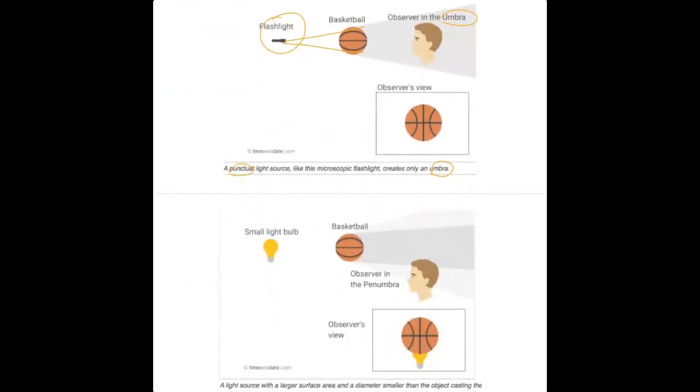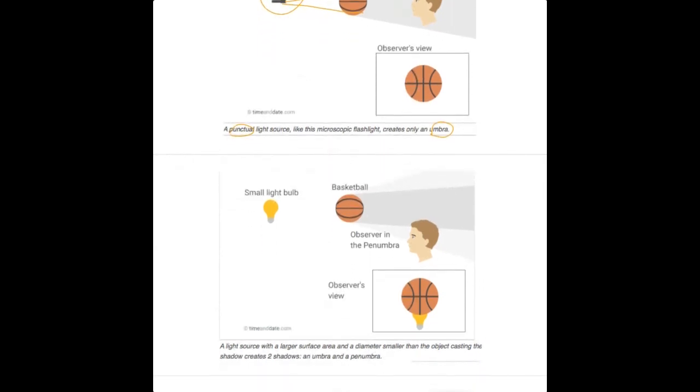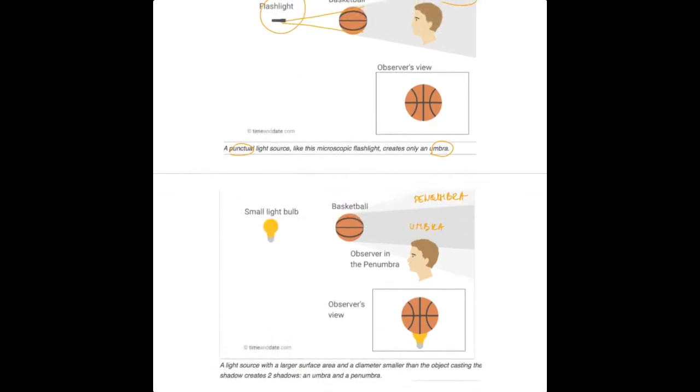Now, let's say that you have a small light bulb. So this means a light source of a larger surface area, but a diameter smaller than the object casting the shadow. Here you create two shadows: first the umbra and the penumbra. If the observer were in the umbra, he would be seeing this here. But when the observer is in the penumbra, he can still see a small part of the light bulb.